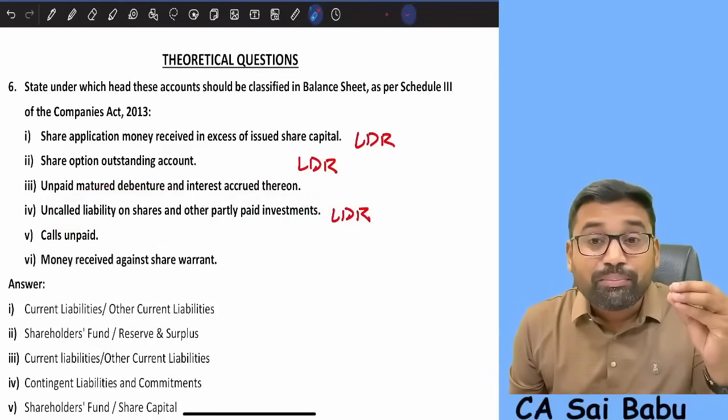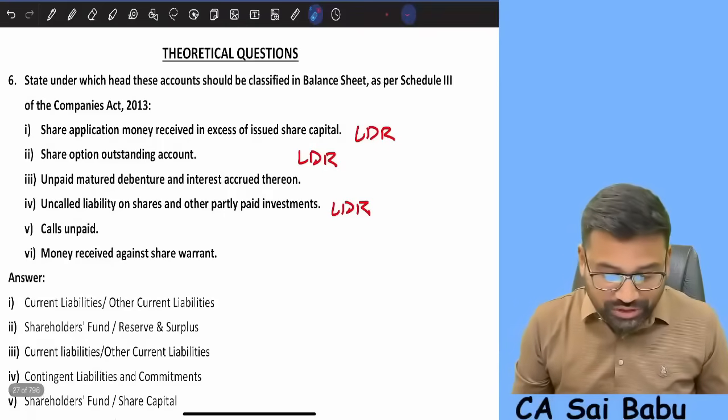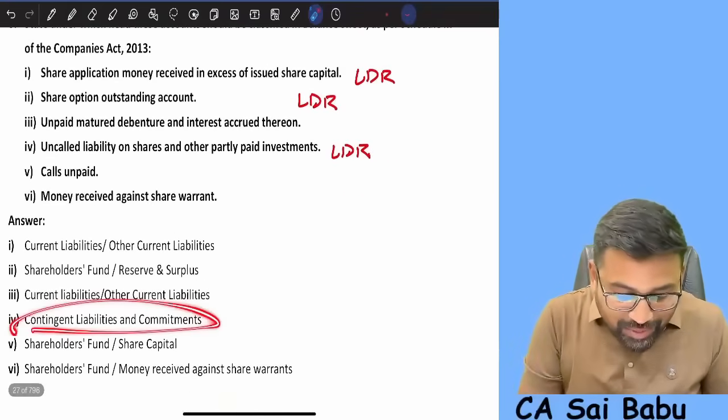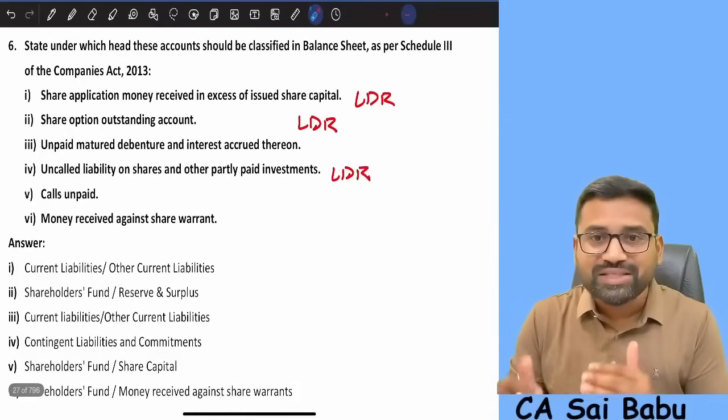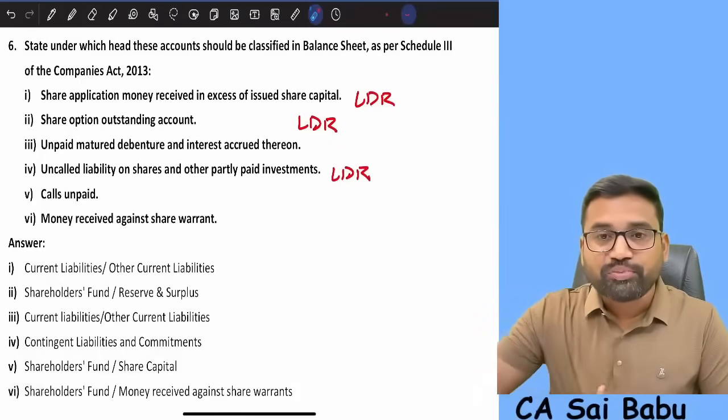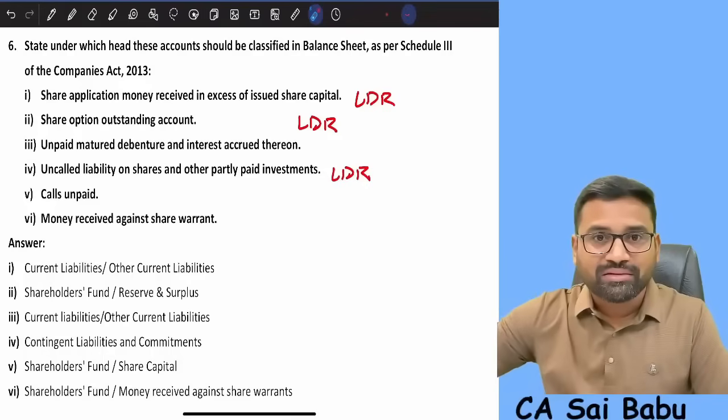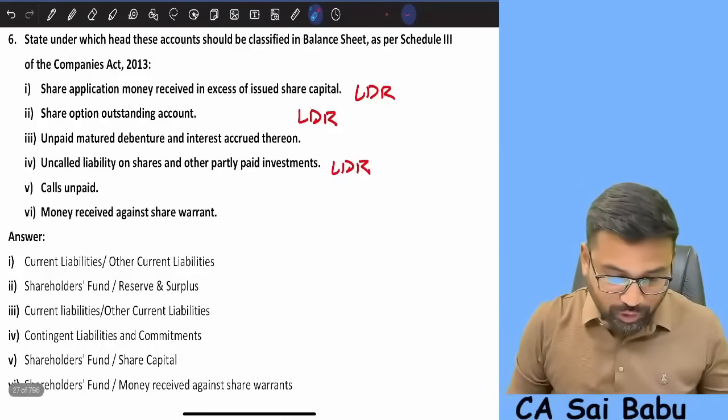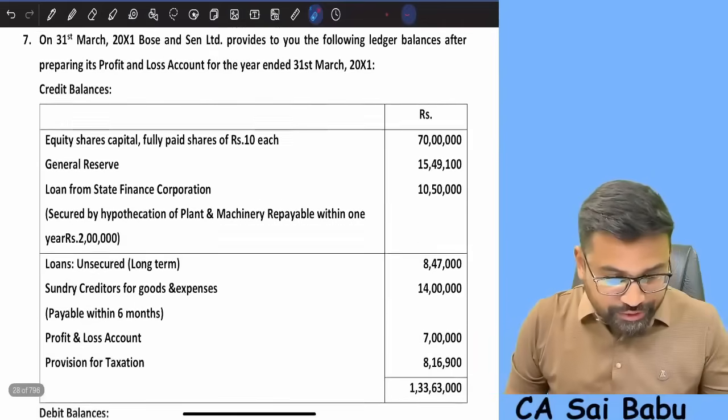Now, that will be part of your commitment. So that will be shown as a part of contingent liabilities and commitments. Suppose I invested in 10,000 shares of another company, 5 rupees paid, and the remaining 5 rupees I will pay when they call. That is called a commitment. Okay. Next.